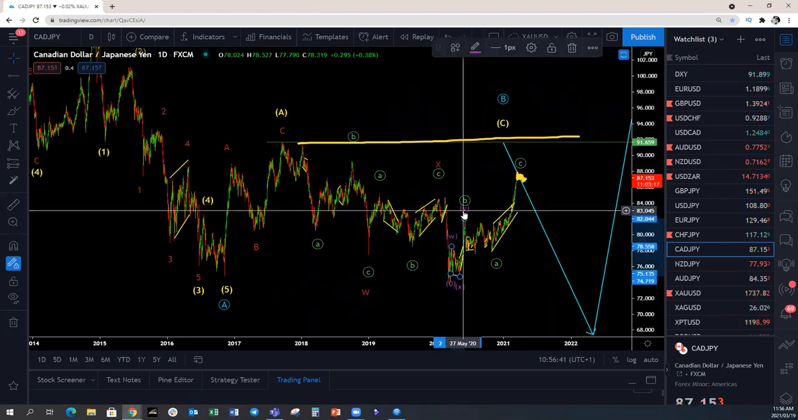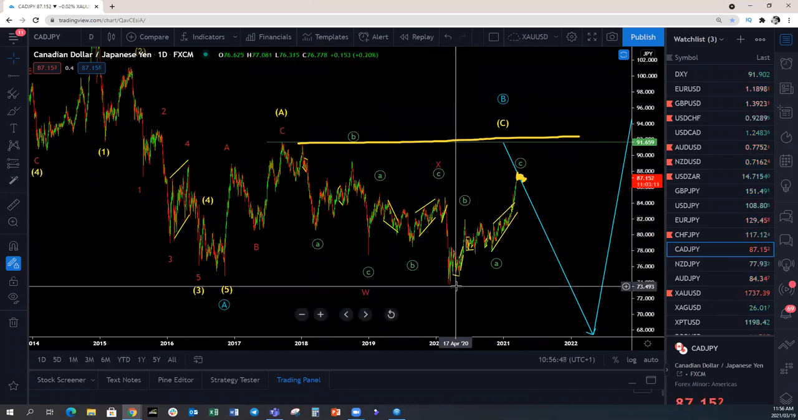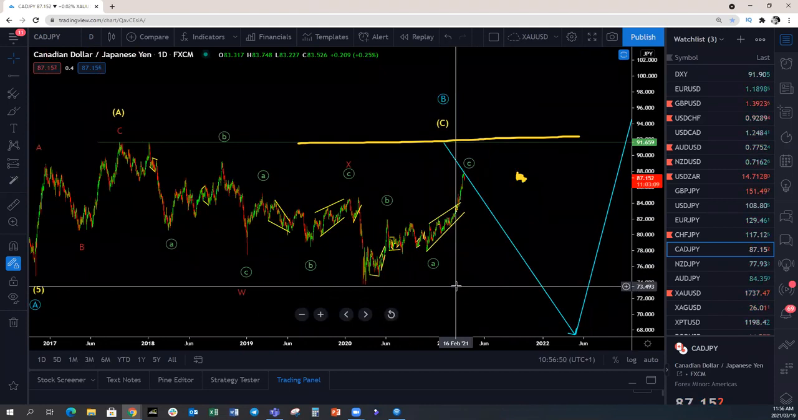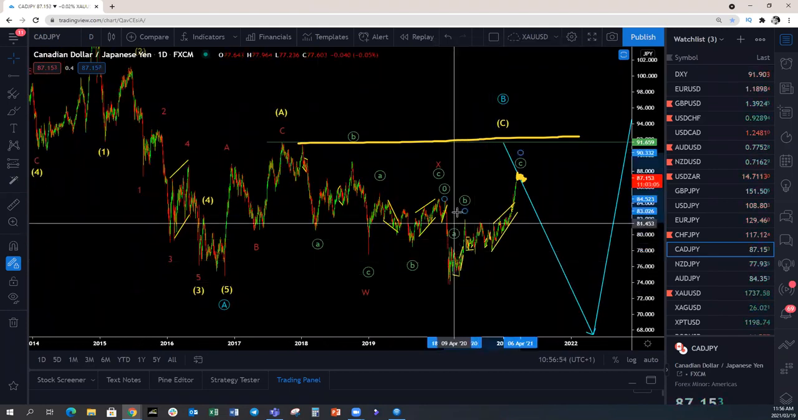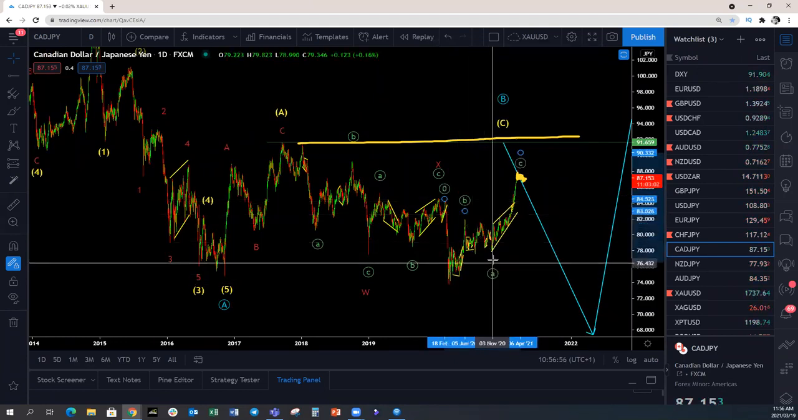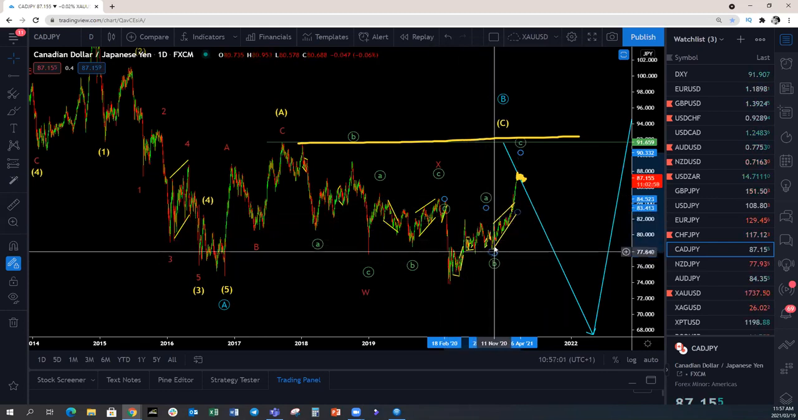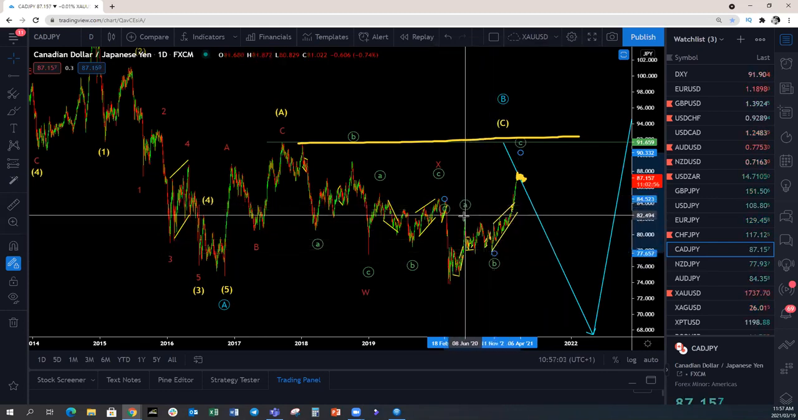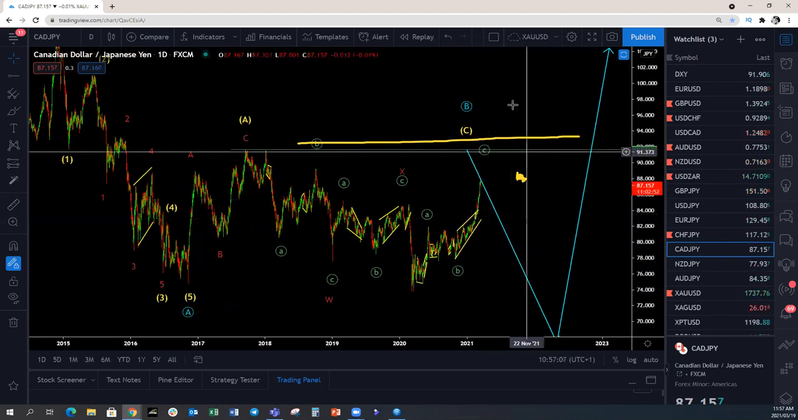This is a mistake here. This should be an ABC corrective structure there. Let me just have a look here. Upside down. It's upside down here. Okay, so that's what we have there.